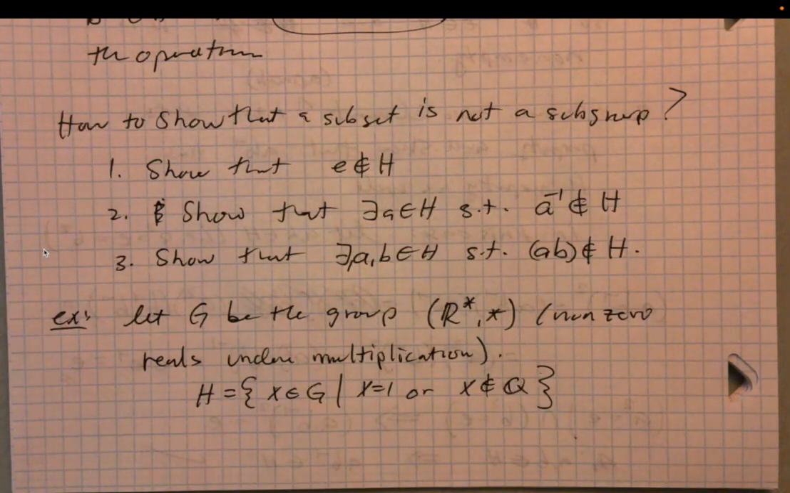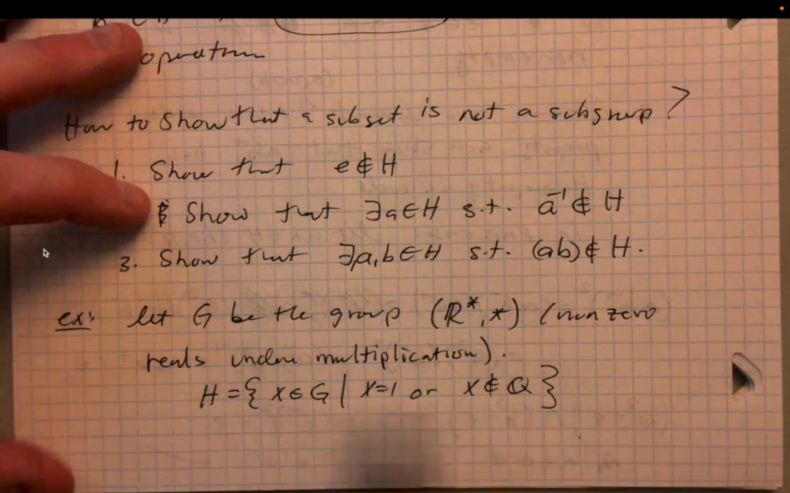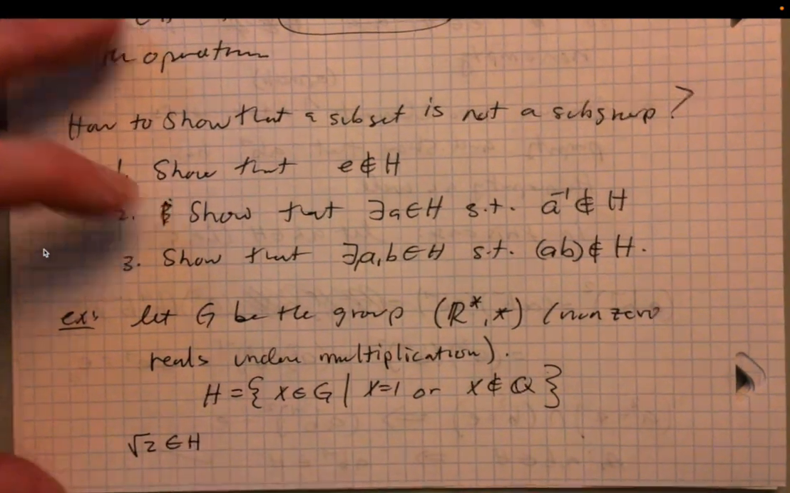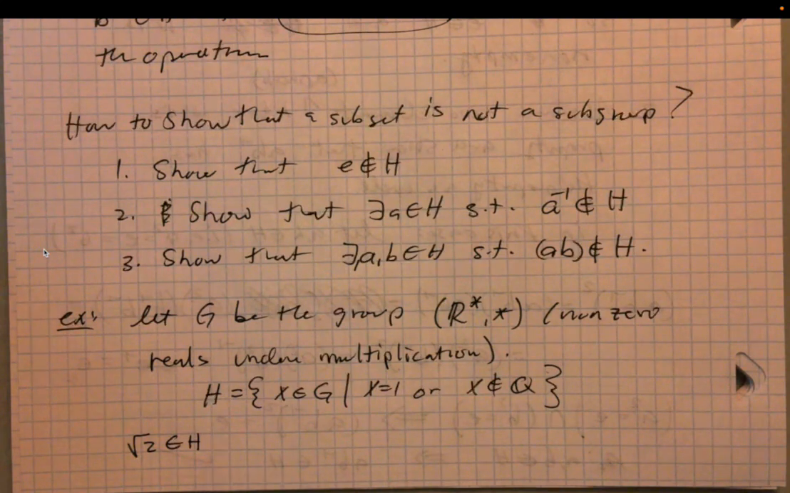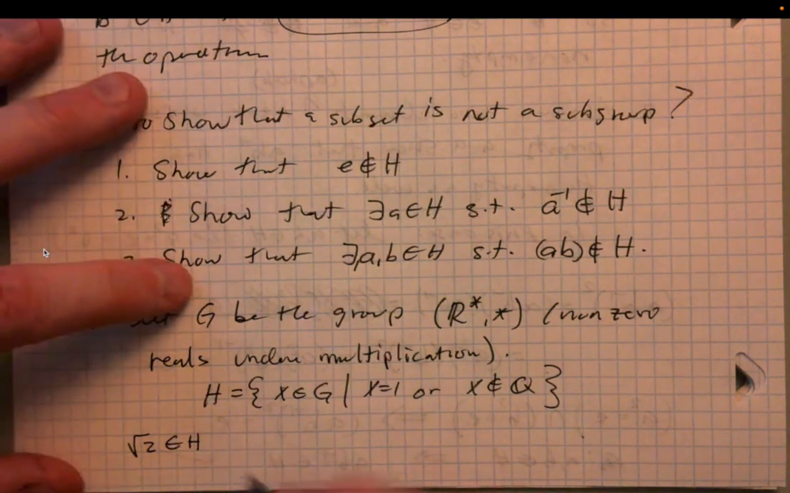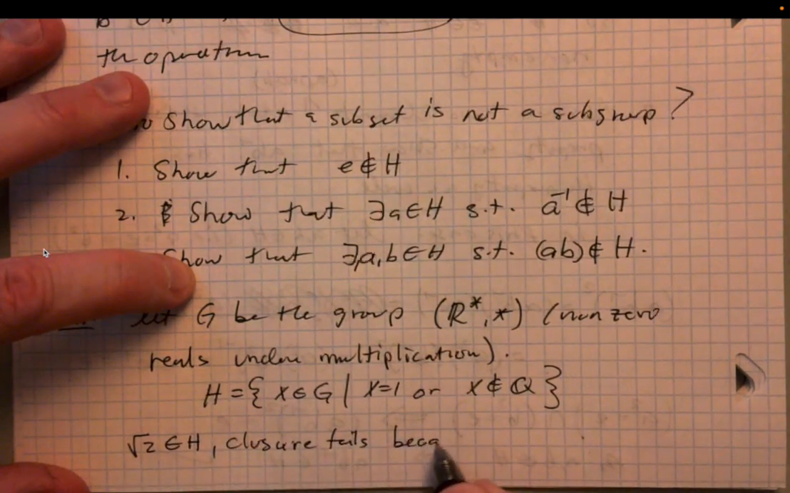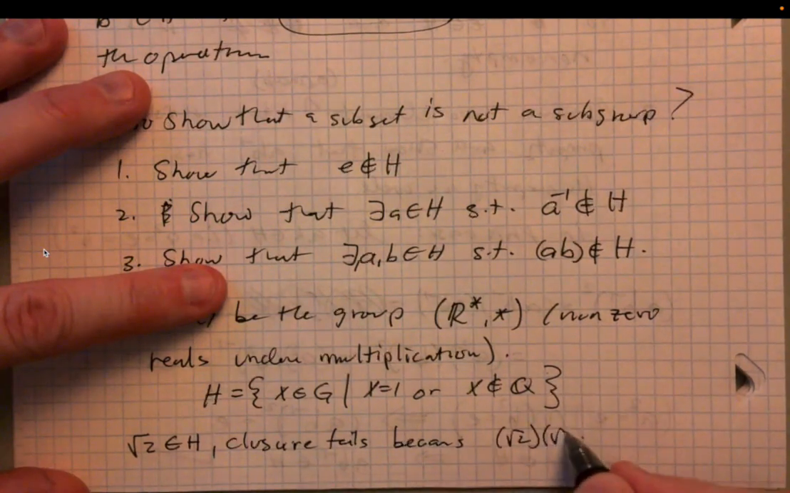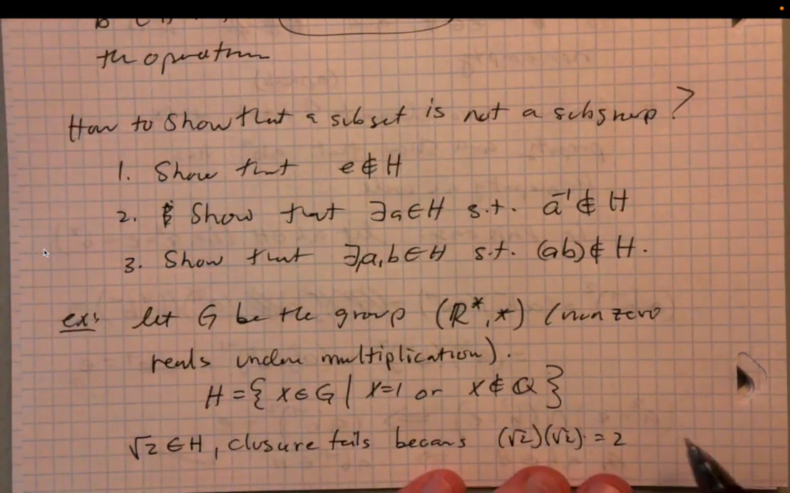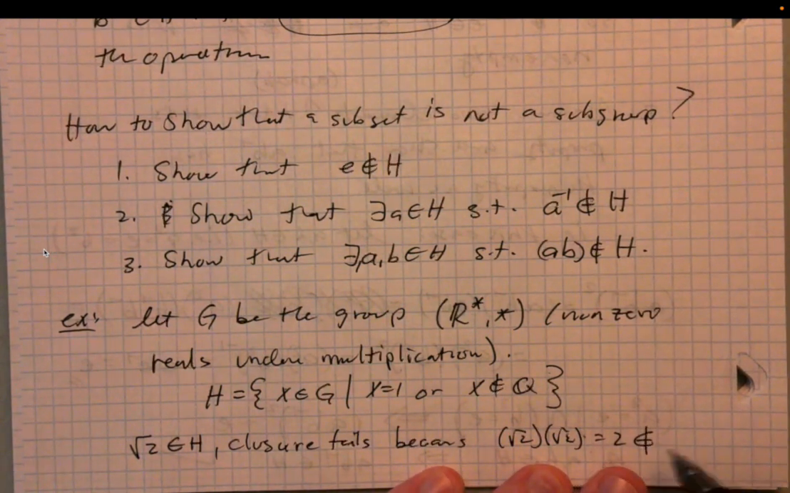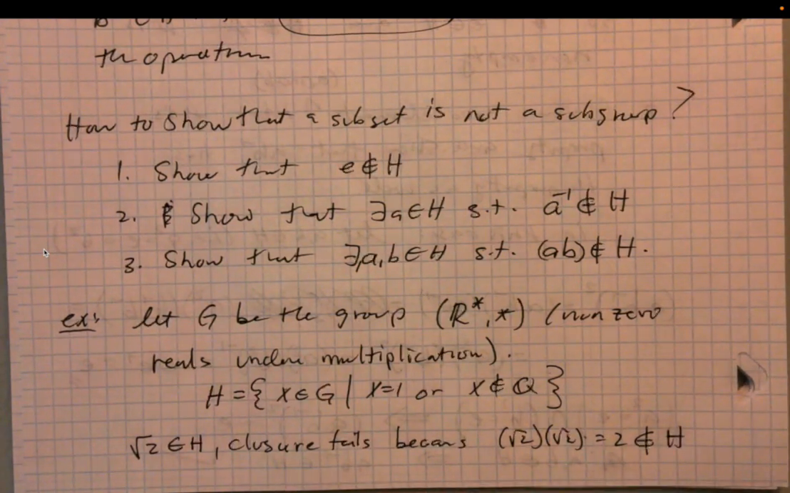Well, we could easily show that it's not a subgroup, right? Let's take an example of one that's in here. So the square root of 2 is in H, right? But we can show that closure fails here, because the square root of 2 times the square root of 2 is 2, which is not in H. All right, that's just a simple example. Just because something's a subset doesn't necessarily mean that it's a subgroup.